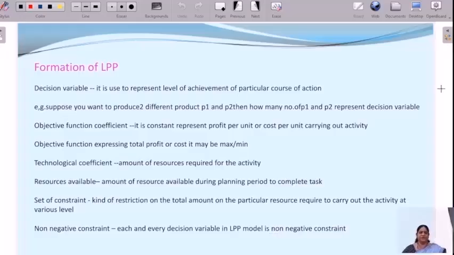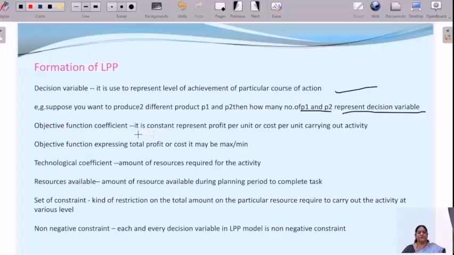It is used to represent the level of achievement of a particular course of action. Suppose, for example, we want to produce two different products, say P1 and P2. Then the first question is how many units of P1 and P2 we will produce, and this represents the decision variable. Next is objective function coefficient.